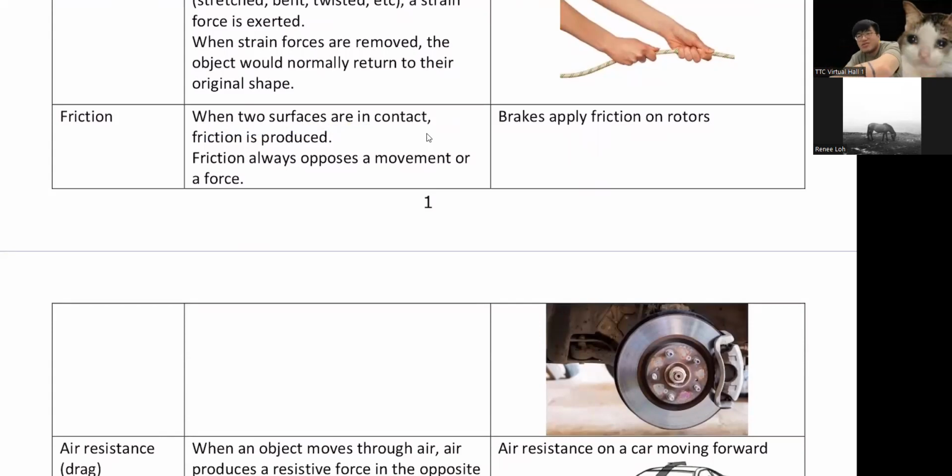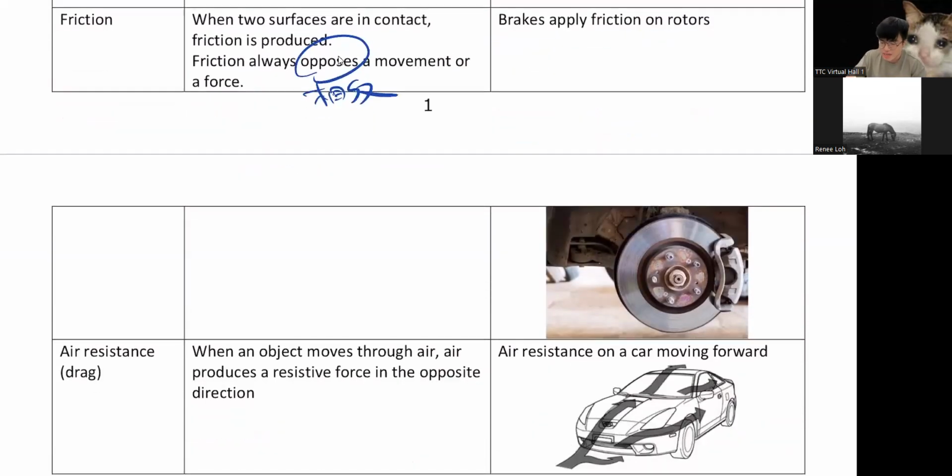Okay, 就有摩擦力咯。摩擦力就是这样来的。So friction always opposes a movement or a force. Friction 永远是跟你作对的，永远是跟你相反。Okay, they always oppose you. They always fight against you. So that is your friction. Right? So brakes apply friction on rotors.